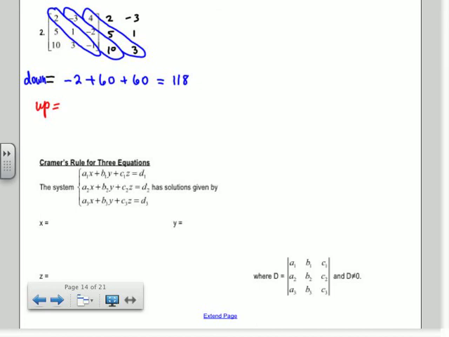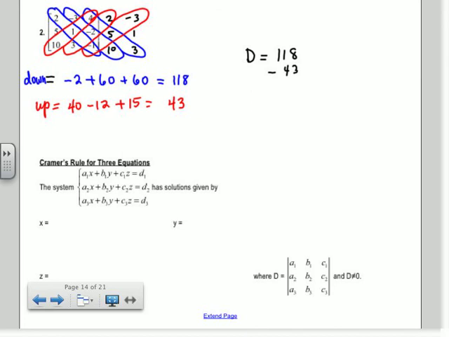Upwards, 10 times 1 times 4, 40. 3 times negative 2 times 2, so negative 6 times 2, so negative 12. Negative 1 times 5 times negative 3, so 15. So negative 12 plus 15 is 3 plus 40, so 43. So your determinant is 118 minus 43. So you should get 75. So 75 is your answer. Okay, does that make sense?